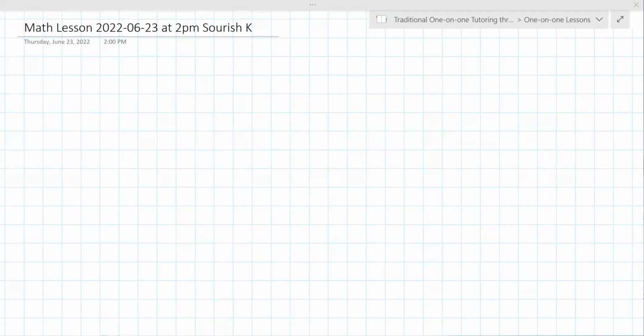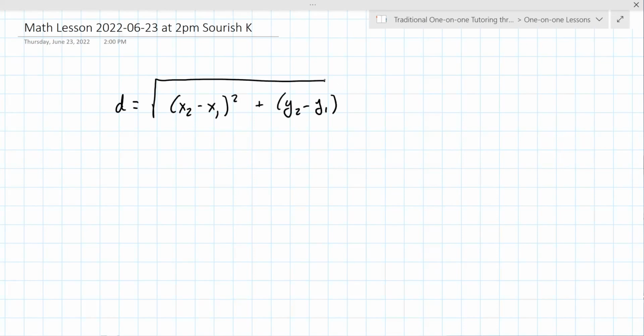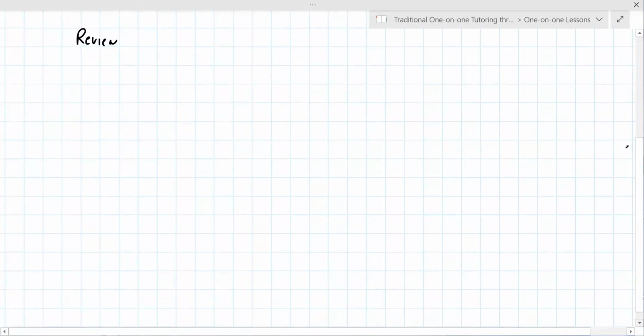The distance formula is the square root of x2 minus x1 squared plus y2 minus y1 squared. And what I've been trying to do is break this down for you into much more bite-sized chunks, something that we can figure out together. So we'll just continue with that today. We'll start with a few review problems, and then we'll work our way back into this.